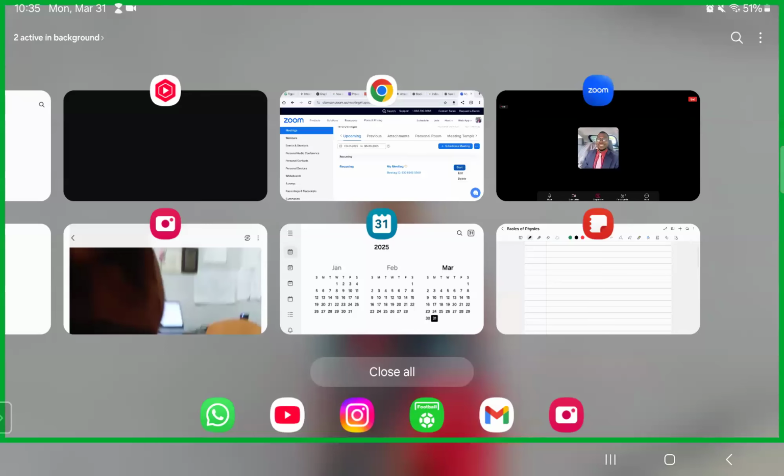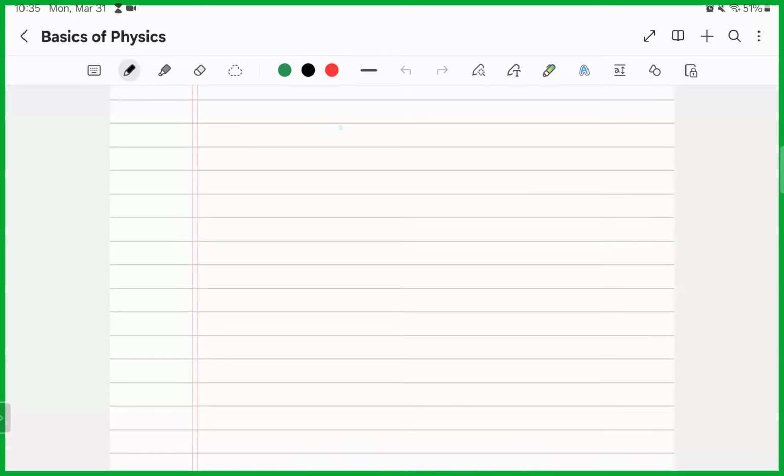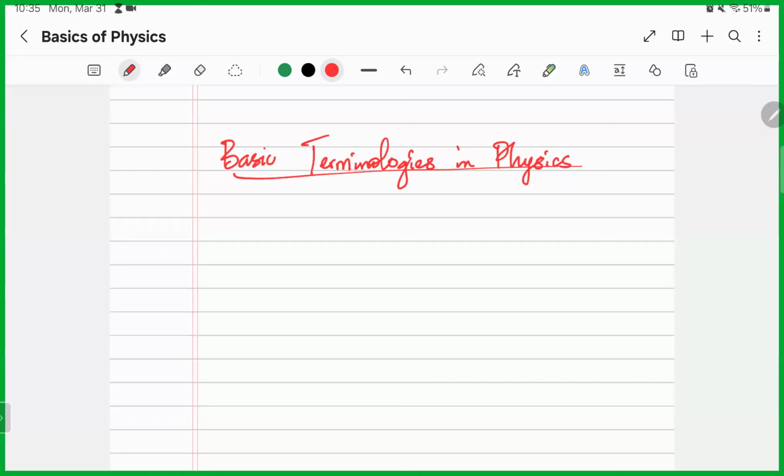Today we are going to be starting with what I call terminologies in physics. I'd love to add a particular word to that: basic terminologies in physics. And so that's what we'll be discussing today. I'll start with part one of this, and that has to do with measurement and units.